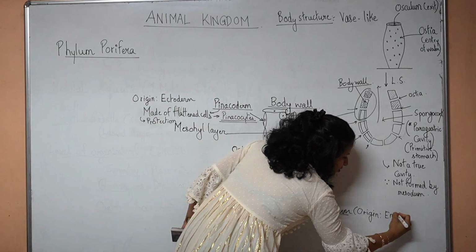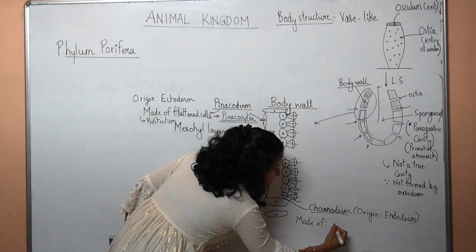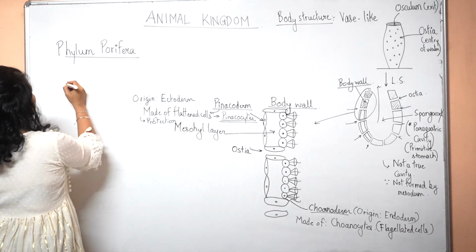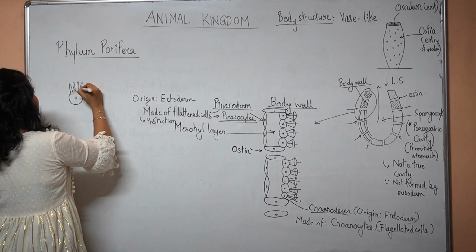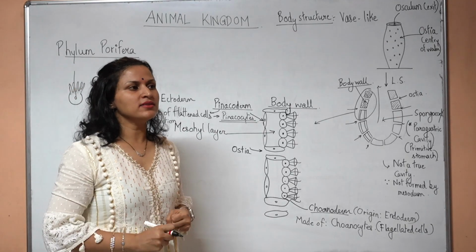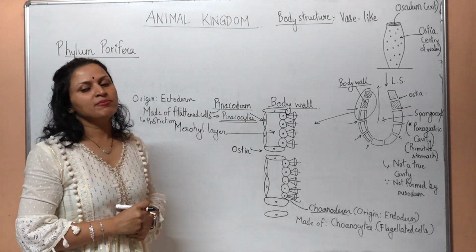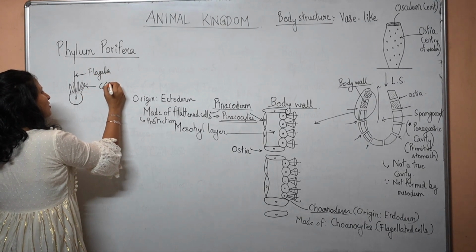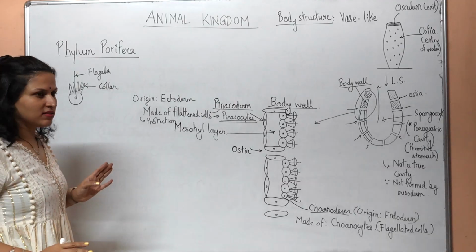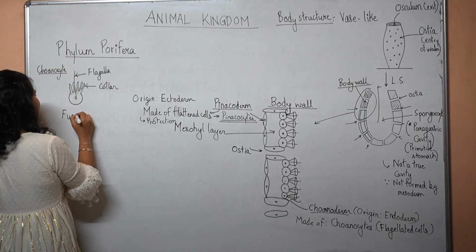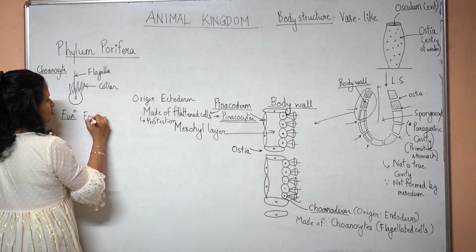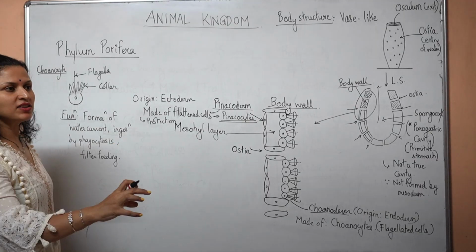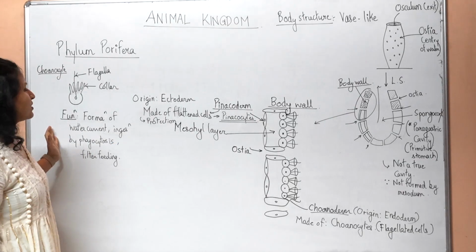Next we talk about the choanoderm. Origin is the endoderm. The individual cells are called choanocytes. These are flagellated cells. If you look at the individual cell, these are actually cellular processes. They help in formation of the water current, and in trapping the food particles and the process of feeding. This is a flagellum, and this is its collar. The collar is made up of extensions of the cell only. The function of the choanocyte is formation of water current, ingestion by phagocytosis, filter feeding, selectively feeding what it wants. That is what choanocytes help in.